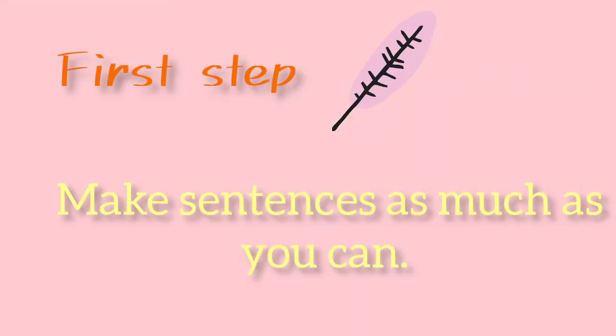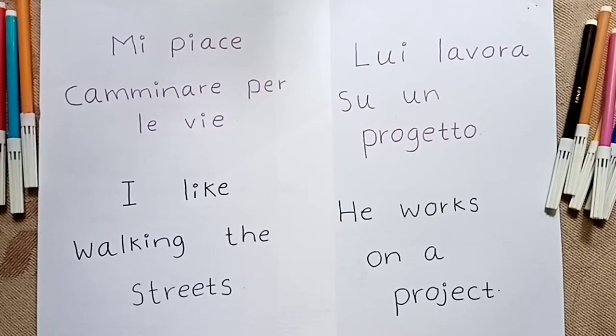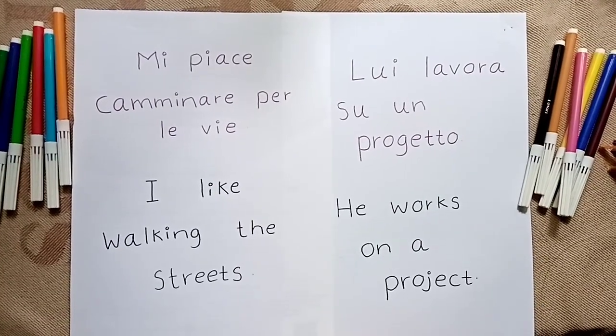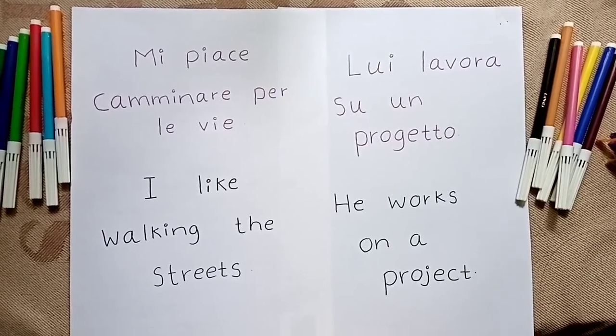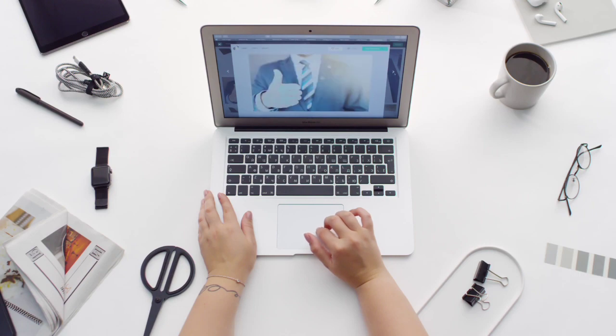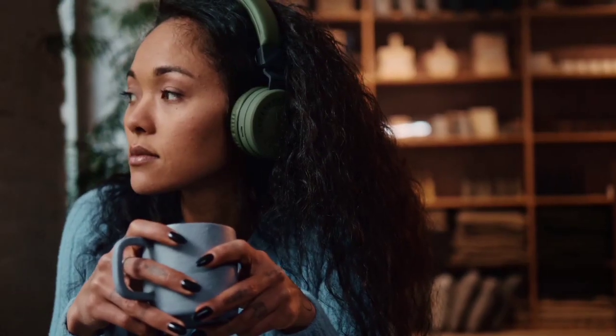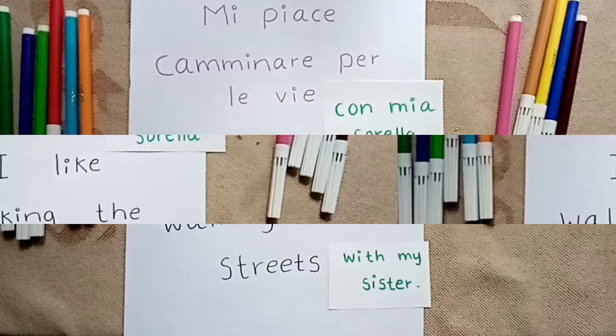There are two steps. In the first step, you have to make sentences as much as you can. So I wrote down two sentences here. You can write any two sentences here. Maybe you found some sentences from a YouTube video, from a podcast, or even from a book. Now I'm going to make various sentences using only these two sentences.